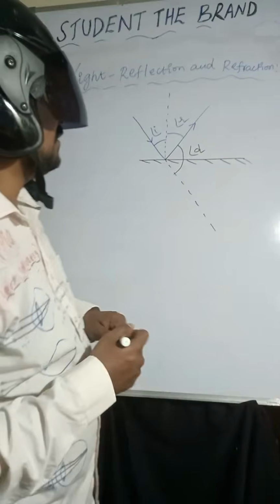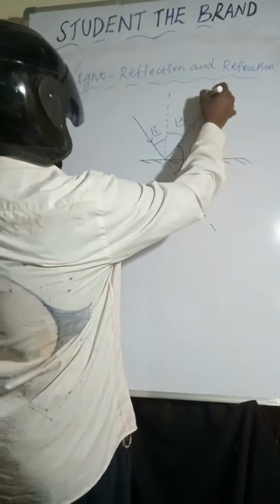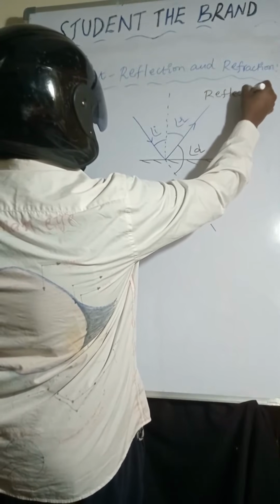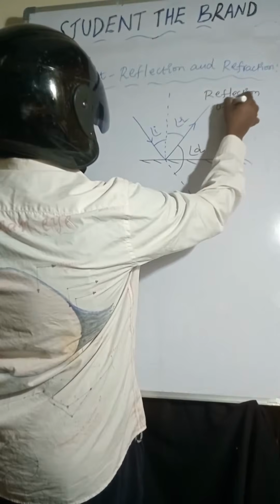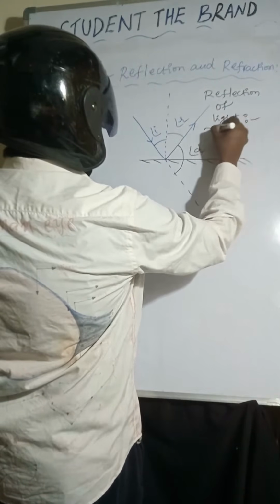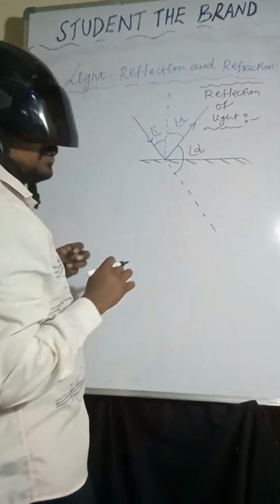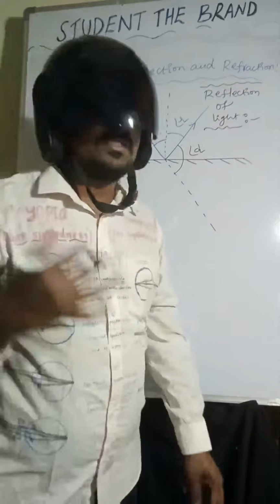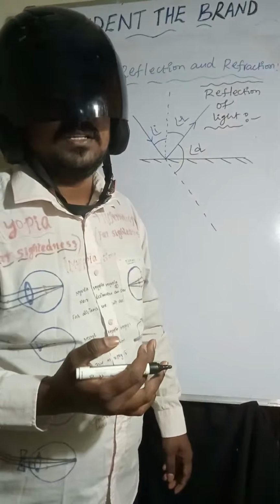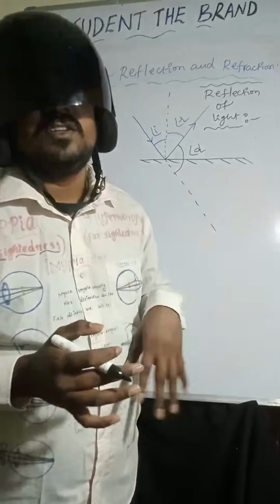So now, the laws of reflection. This is the reflection of light. The bouncing back of the light from the reflecting surface is called reflection of light.